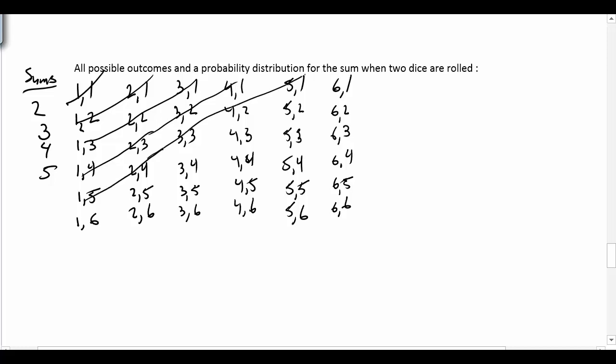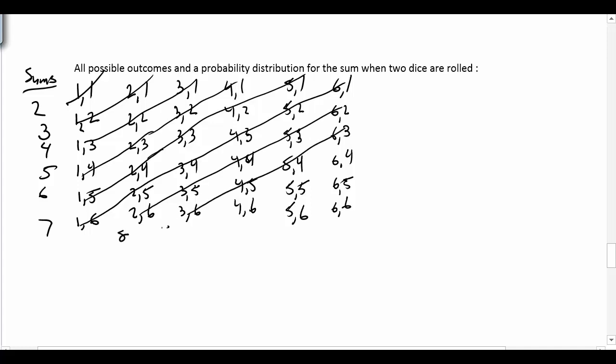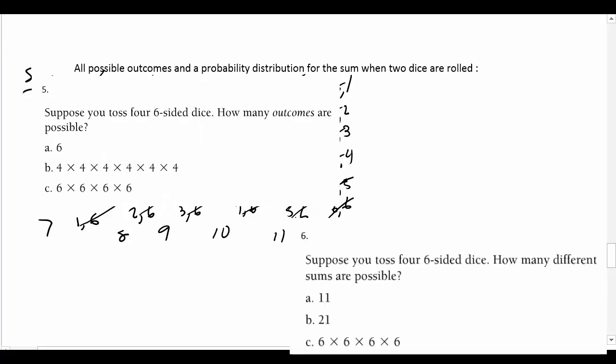Here, if I did this right, we get 6. The biggest row gives us 7. This row gives us 8. That row gives us 9. That row gives us 10, 11, and 12. So those are all the different sums that could have happened when we're rolling dice.